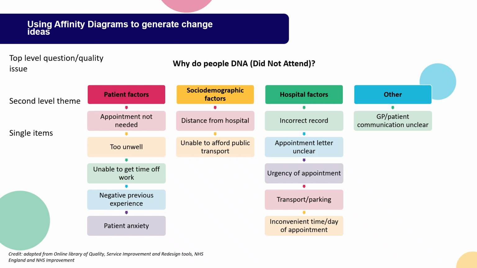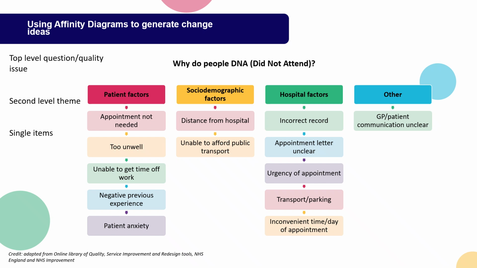As you can see, this example is exploring the potential causes behind why people do not attend appointments. However, you could turn each of these single items into its own solution for testing. Affinity diagrams are a visual tool to help you organize information and ideas from a stakeholder session. It is best used in a team, and this is where your stakeholders are really important.